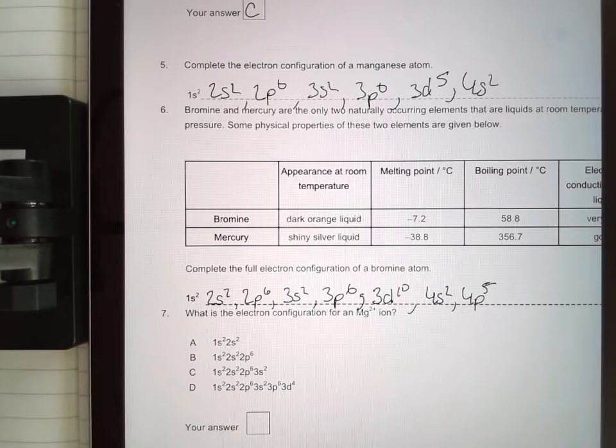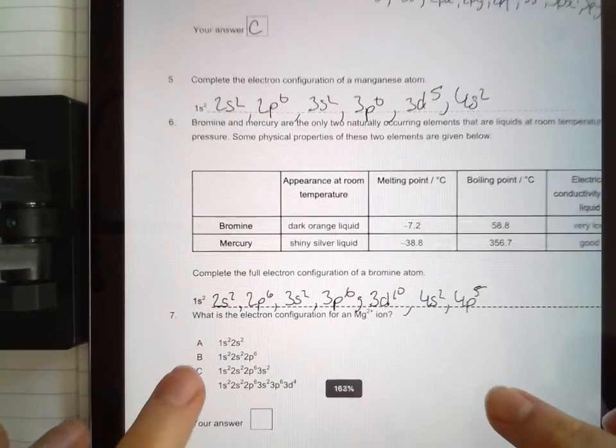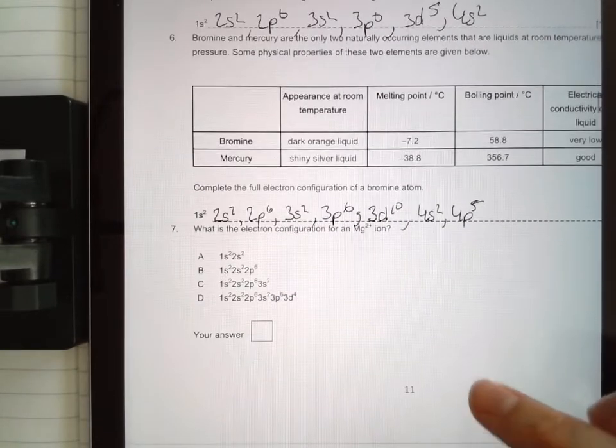I'm going to double check that I've done that right. I've got 35 electrons. 2 is 4, 6 is 10, and 2 is 12, and 6 is 18, and 10 is 28, and 2 is 30, and 5 is 35. Please do that little check at the end. It's really easy to make a mistake with those.